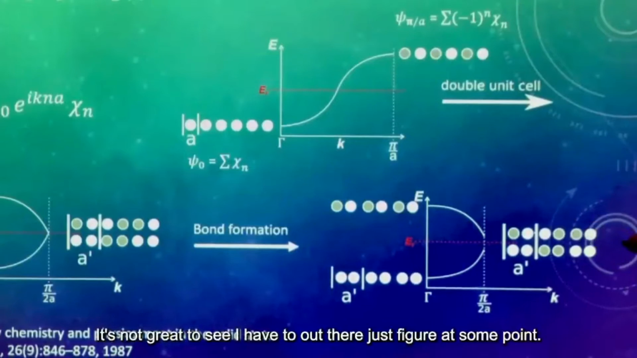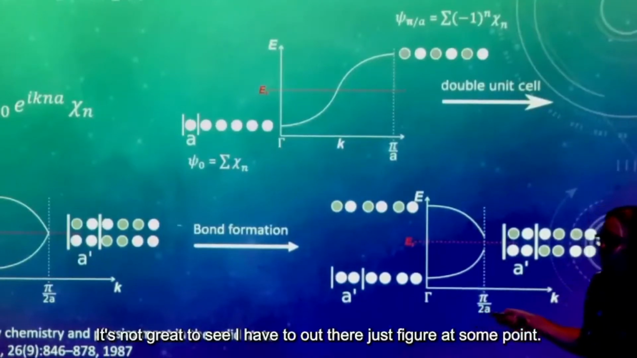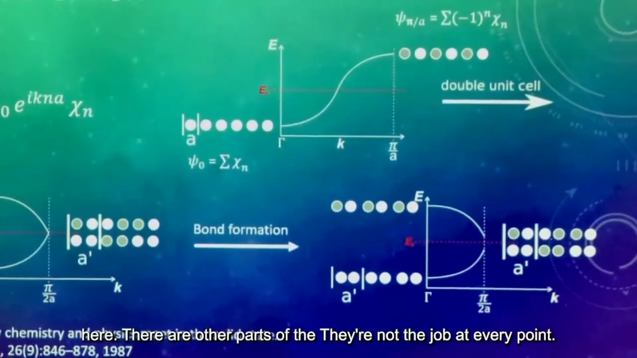And so here, it's really not great to see. I have to update the figures at some point. So here, these are degenerate, right? Because you have two white, two black, two white, two black spheres, and here also over the boundary, but they're equally distant, right? But here, those two white spheres are closer to each other than the black ones. And then here they're further apart, so they're not degenerate anymore in energy. Thank you for asking.